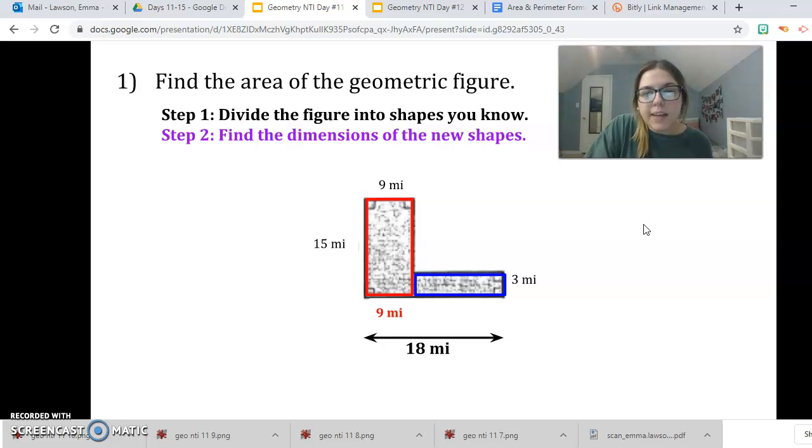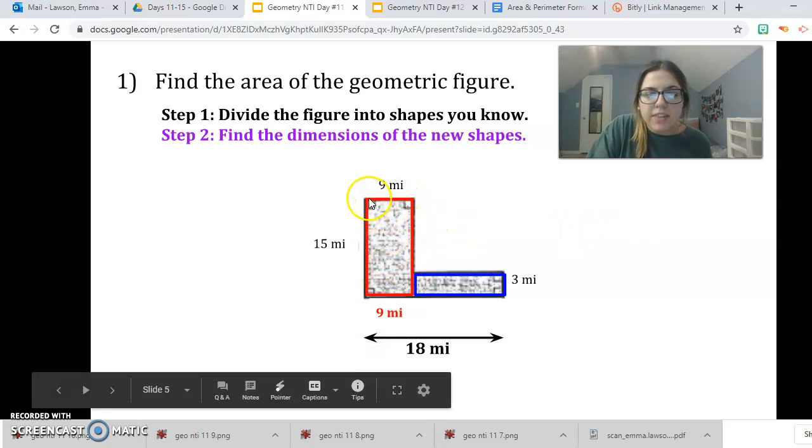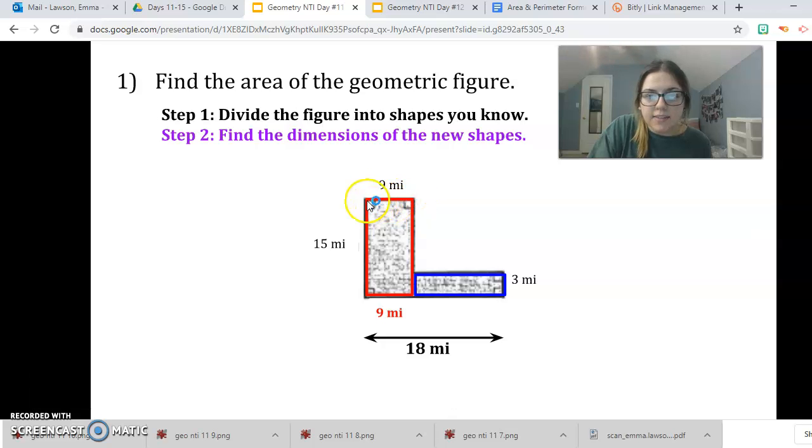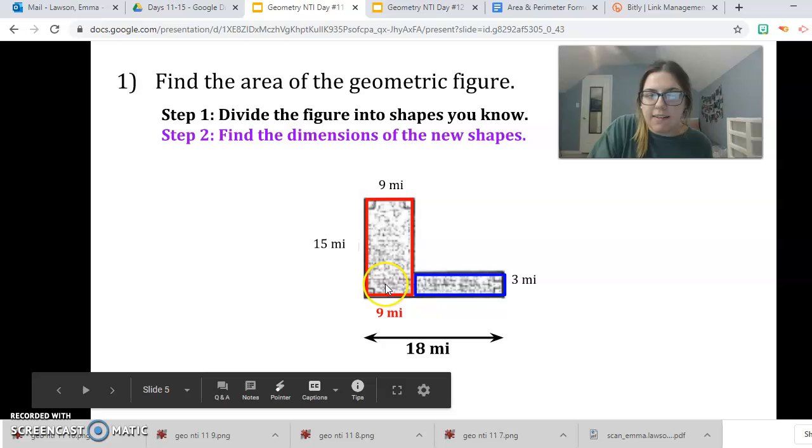So something that we know about rectangles is that opposite sides are congruent. So looking at the red rectangle first, if this piece is 9, then this side is also 9. Alright, so at this point I have the base and the height of this red rectangle, right? I know that this side is 9, this side is 9, this side is 15, and this side is 15.